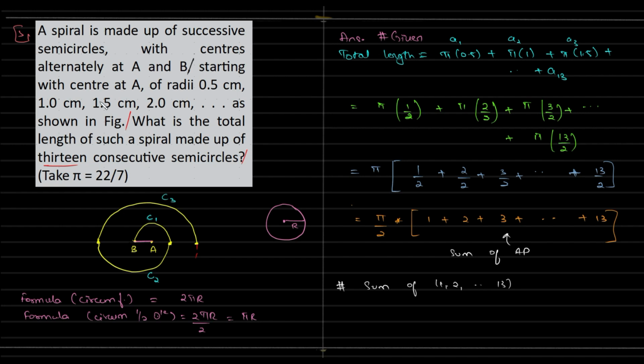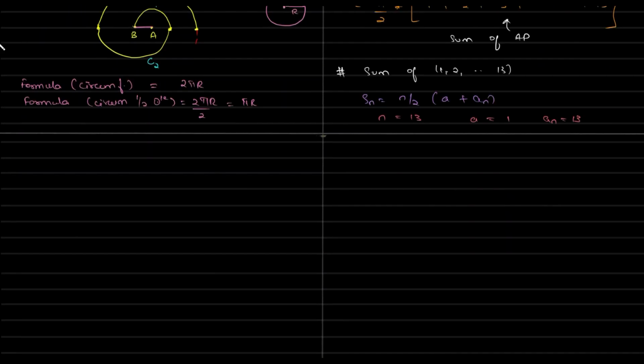So this is nothing but your sum of an AP, wherein Sn is equal to n by 2 into (a plus an), not 2a, because we know the last term. So just write what is n. n is 13, since 13 terms are there. First term is 1 and the last term is 13. So substitute it and you're done. That's it.